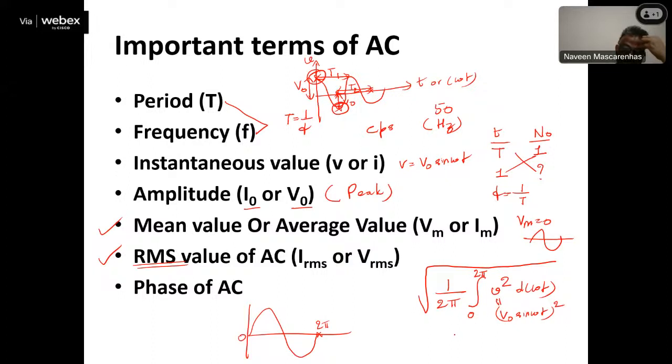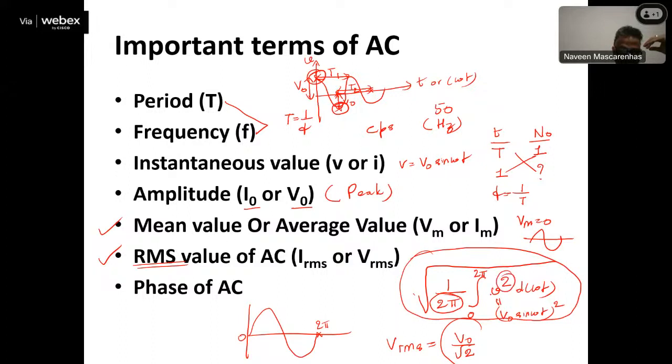The value is going to be V naught by root 2. And that's what we know as the RMS value. Vrms is always equal to V naught by root 2. So once again, let me repeat, RMS is nothing but the root of, as I showed you here, the average of the square of the instantaneous values taken over one complete cycle.